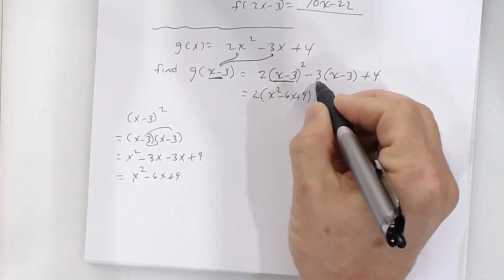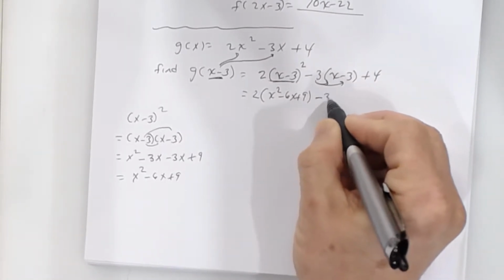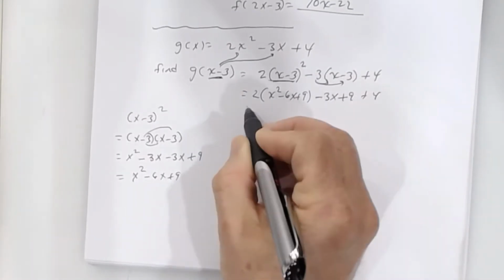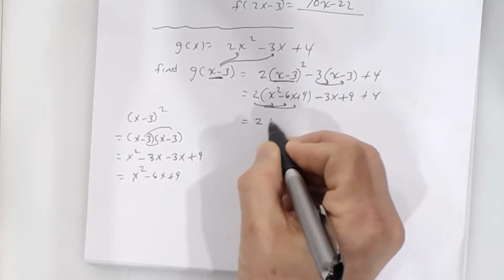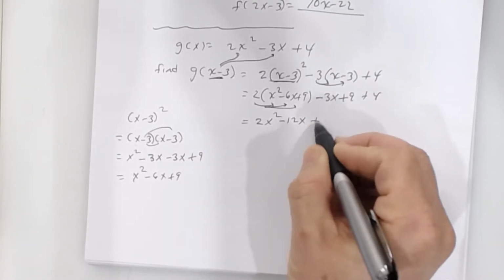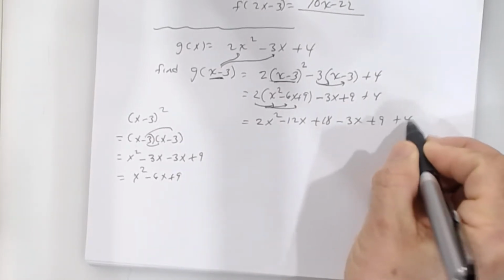And then let's go ahead and distribute the negative 3 here. That becomes what? Plus 9 and then plus 4. All right, let's distribute the 2 now. That becomes 2x squared minus 12x plus 18 minus 3x plus 9 plus 4.